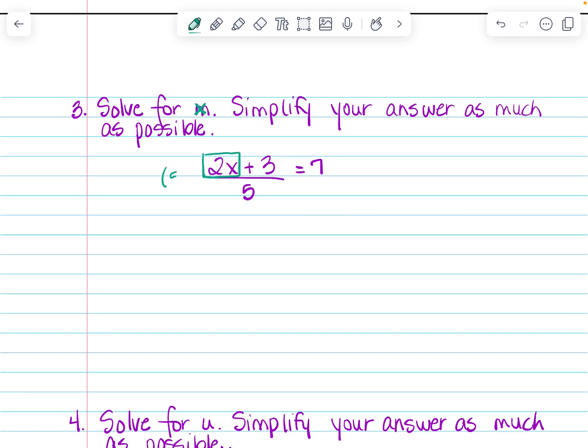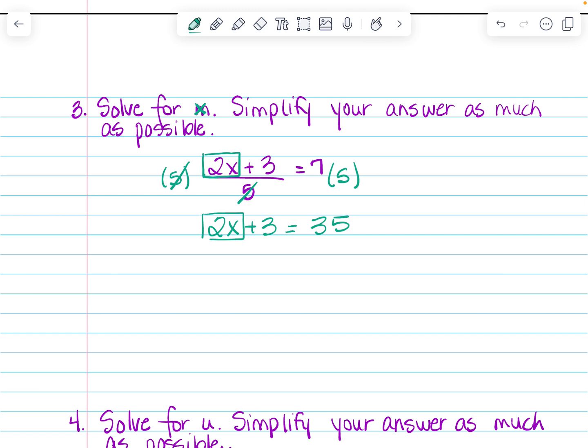So I'm going to first cancel out my division using multiplication. And when you do that, you are left with exactly what is in the numerator. 7 times 5 is 35. And now you can solve this like one of our earlier examples.